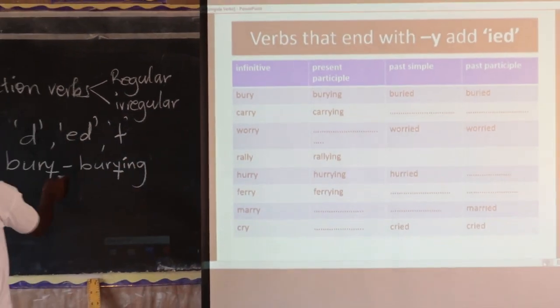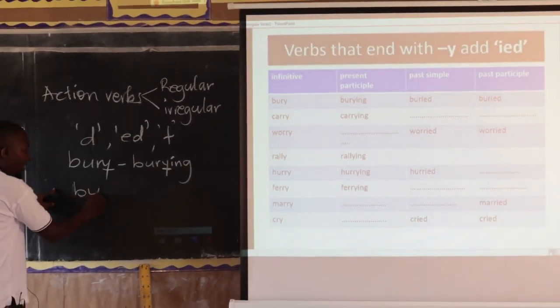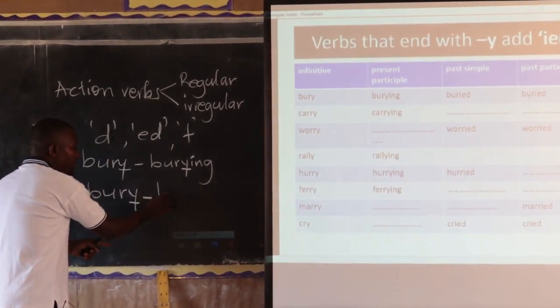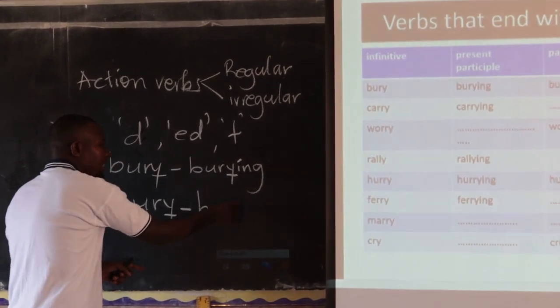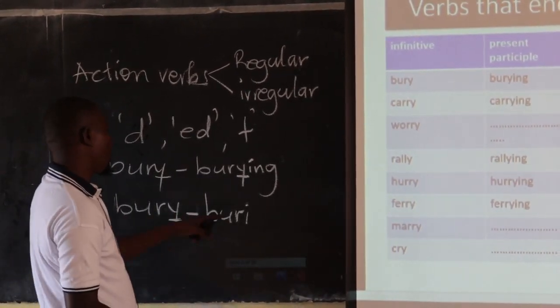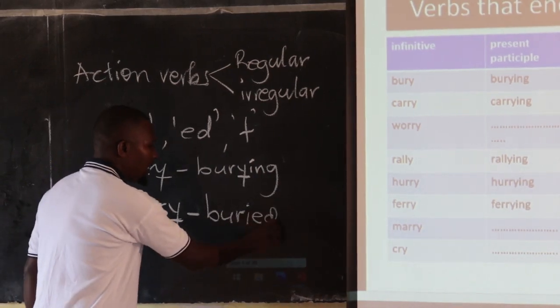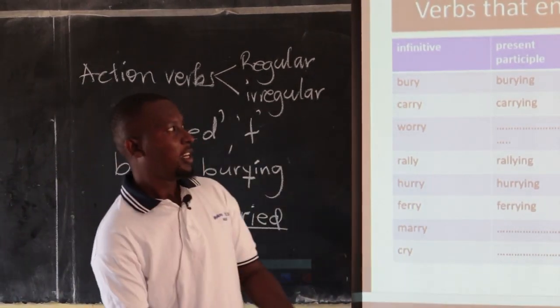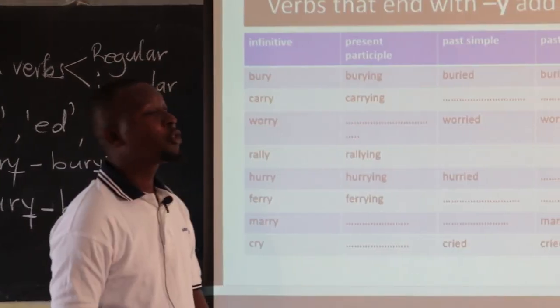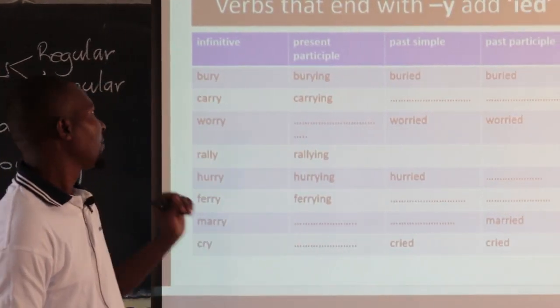Now, the word bury is the case study we had here. It ends in Y. This Y, we shall write the word, and the Y shall become the I. We change it, or it changes to I, then we add ed. We get the word buried. In other words, the past simple form of the word bury is buried, and the participle form the same, buried.